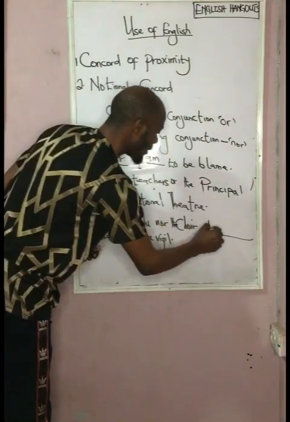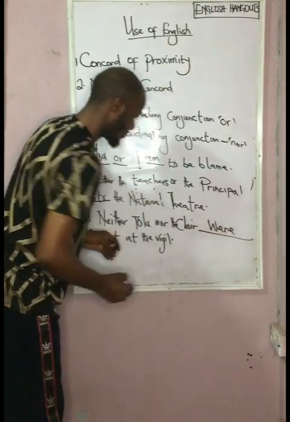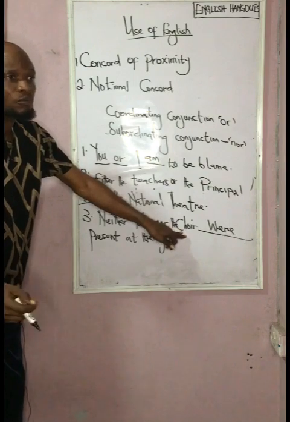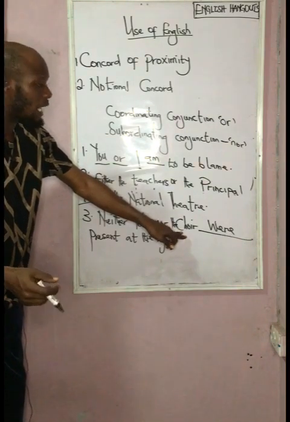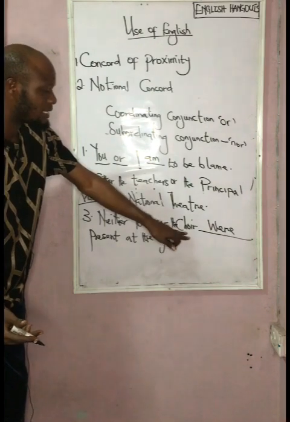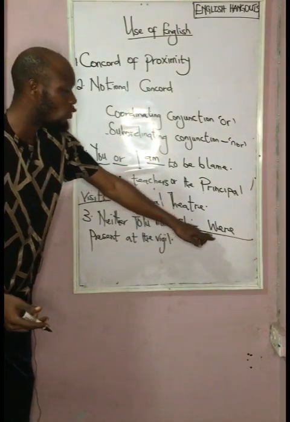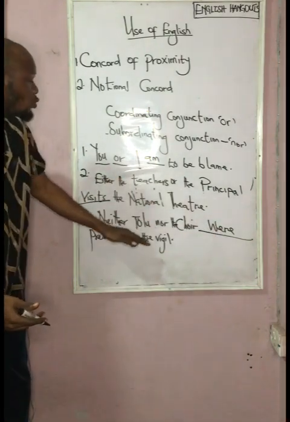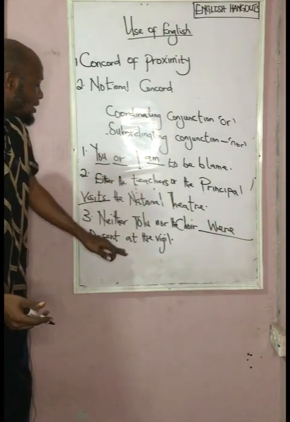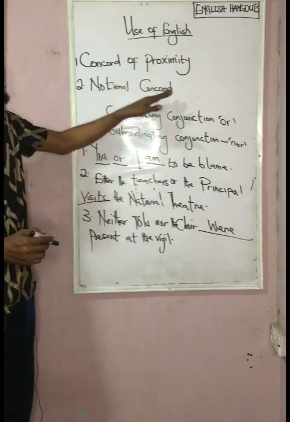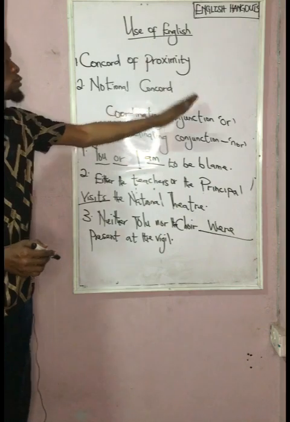The appropriate verb here is were. Choir here is a collective noun. A collective noun is a form of noun that deals with a group of persons. Therefore, it is a plural, and the verb that must flow with it should also be in the plural state. Neither Tolu nor the choir were present at the vigil. This is what Concord of Proximity entails.